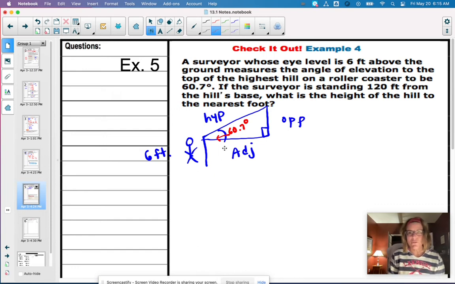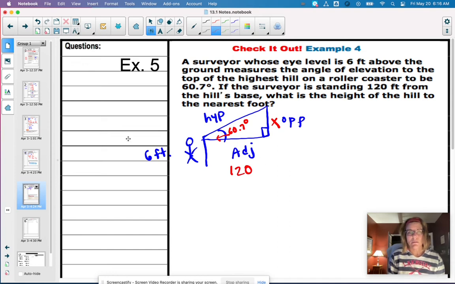If the surveyor is standing 120 feet from the hill's base, there's the base, so this is going to be 120. What is the height of the hill to the nearest foot? Well, height. This is the top of the hill. So the height is this distance right there. That's what we're trying to find.